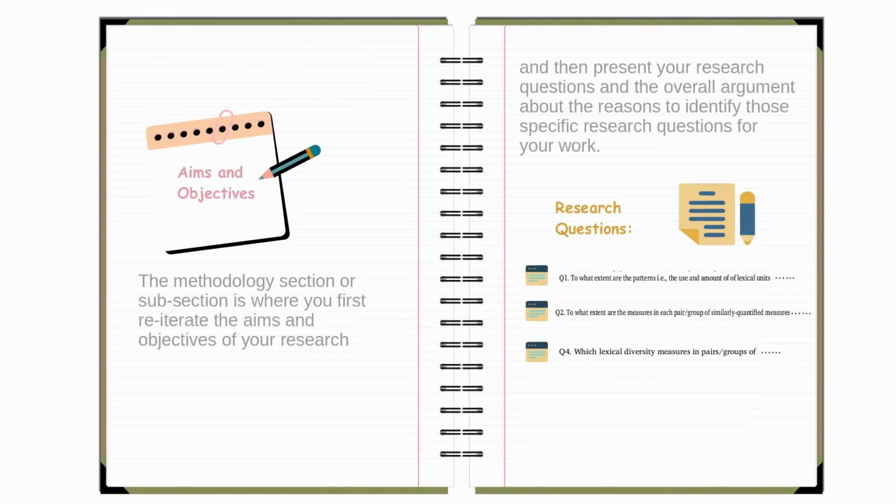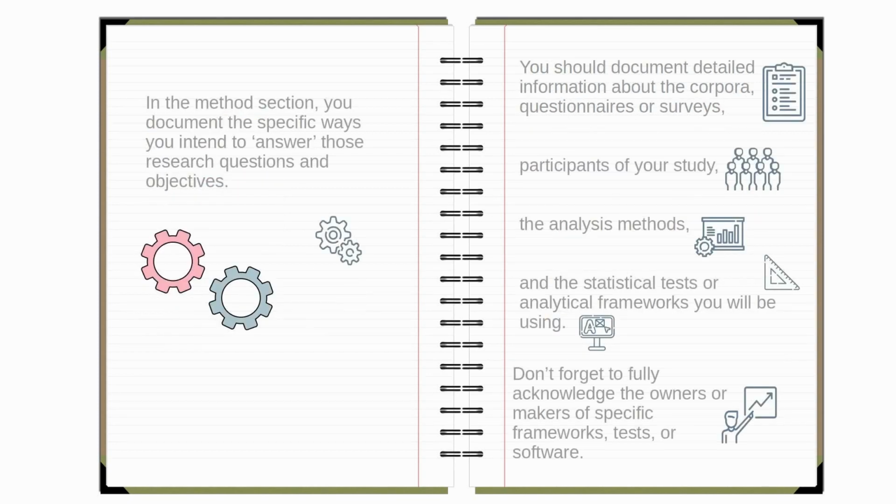The methodology section or subsection is where you first reiterate the aims and objectives of your research and then present your research questions and the overall argument about the reasons to identify those specific research questions for your work. In the method section, you document the specific ways you intend to answer those research questions and objectives. You should document detailed information about the corpora, questionnaires or surveys, participants of your study, the analysis methods, and the statistical tests or analytical frameworks you will be using. Don't forget to fully acknowledge the owners or makers of specific frameworks, tests, or software.